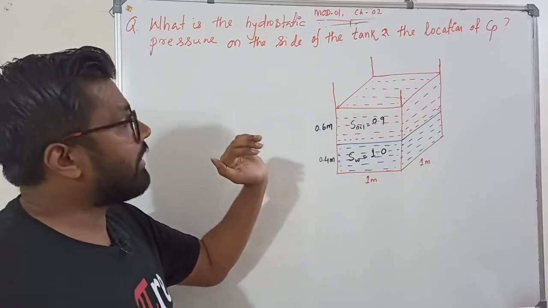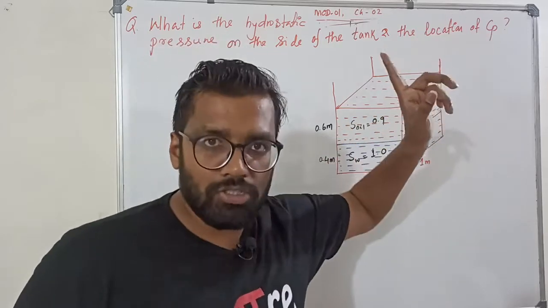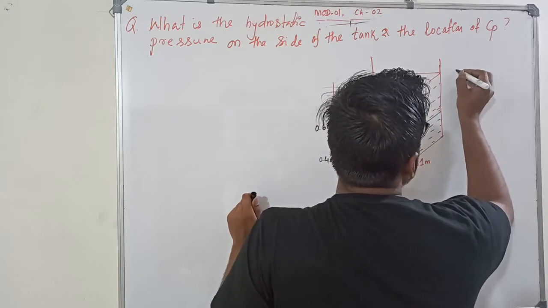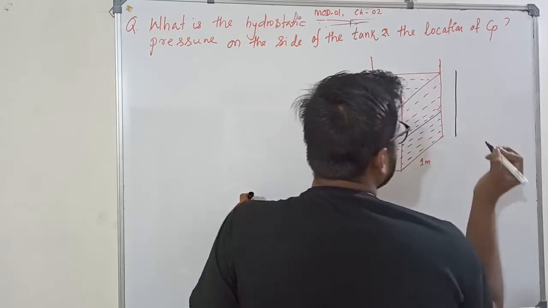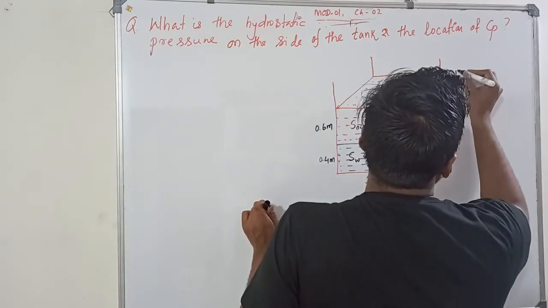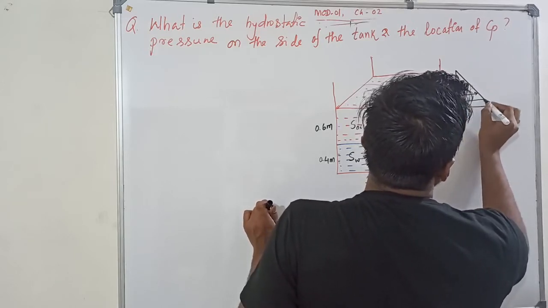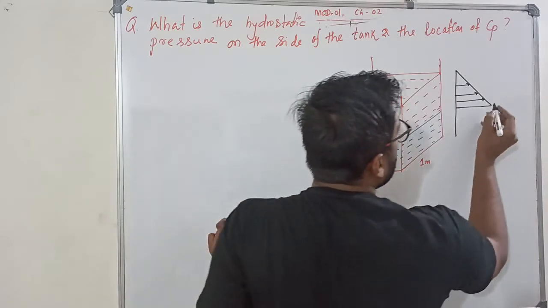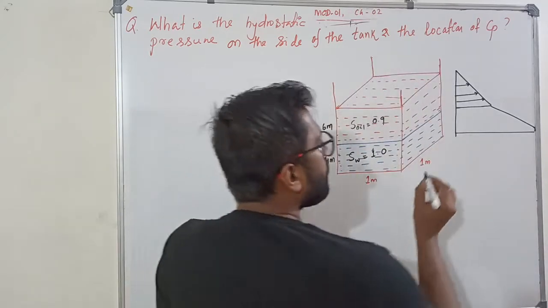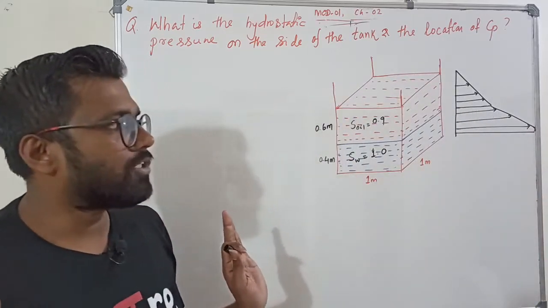We'll try to solve this and we'll come to know how the pressure diagram concept helps us. First, let us draw the pressure diagram here. This is the length of the wall. Up to this I have oil, and oil is exerting pressure. After that I have water, and water is exerting pressure. So something like this is my diagram. This is the water section, and the other one is the oil section. This is your pressure diagram.